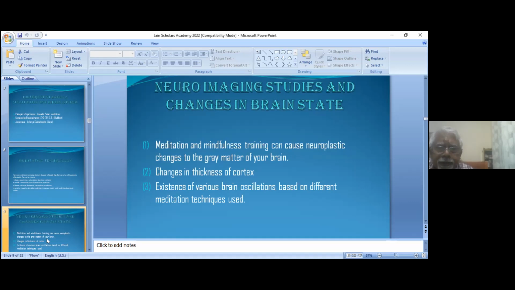And also, the thickness of the cortex will change during meditation. And finally, it is found that meditation in different traditions, like even within the Hindu tradition there are many, many different schools. Somebody says Sahaja Yoga, somebody says mindfulness meditation or Vipassana or some other meditation. Depending on that particular meditation technique, people got dominance of different types of brain oscillations or brain waves in different regions of the brain. So this is a big issue. Why does different types of meditation give rise to different types of waves in different cortical areas of the brain?